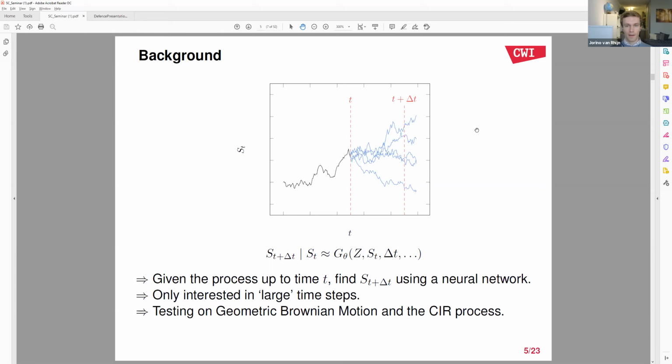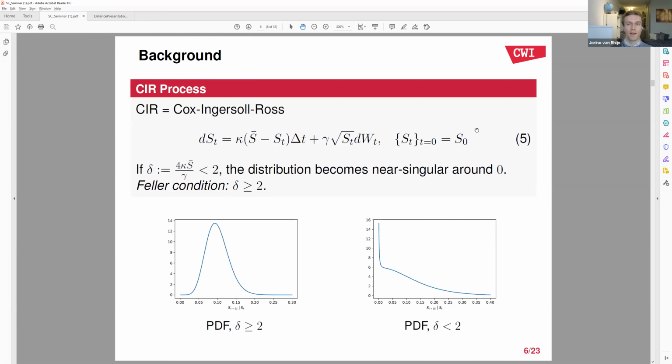And let's see. So yeah, I've tested this setup on two relatively straightforward SDEs, but that are sort of rich enough so that we can still discuss some properties. Geometric Brownian motion, or GBM, and the CIR process. And probably you've seen GBM before, but the CIR process may not be very well known. So the CIR process is a model for interest rates. And it looks as in equation 5, that's the SDE formulation.